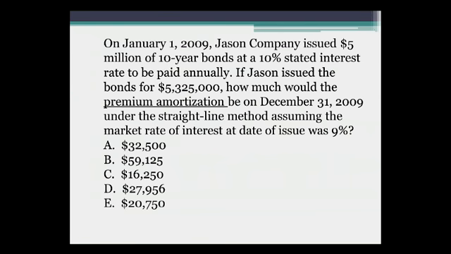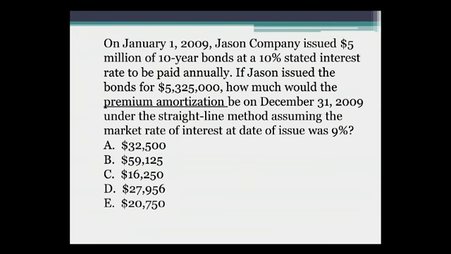Okay, on January 1, 2009, Jason Company issued $5 million of 10-year bonds at a 10% stated interest rate to be paid annually. If Jason issued the bonds for $5,325,000, how much would the premium amortization be on December 31st, 2009 under the straight line method, assuming the market rate of interest on date of issue was 9%?